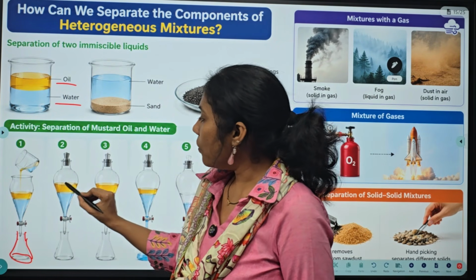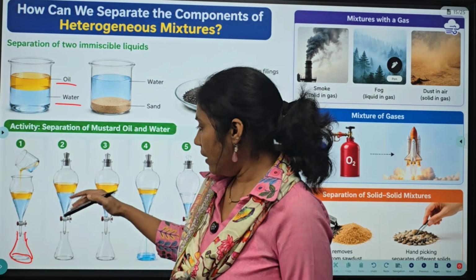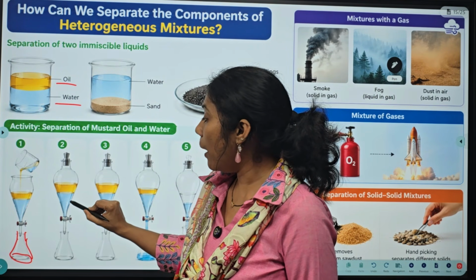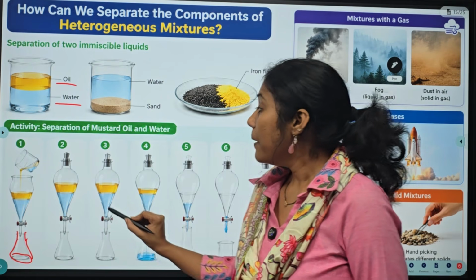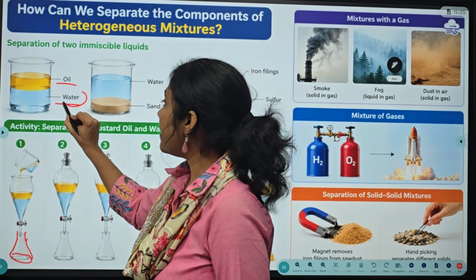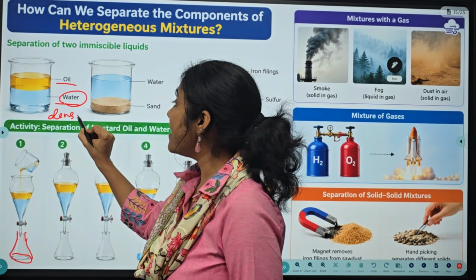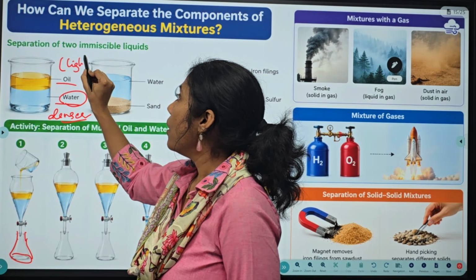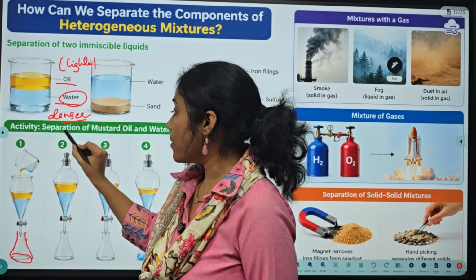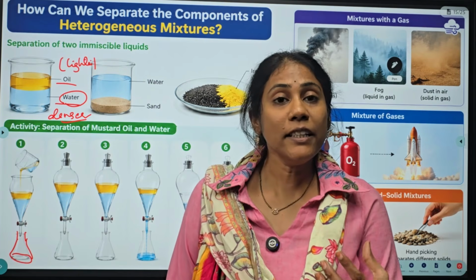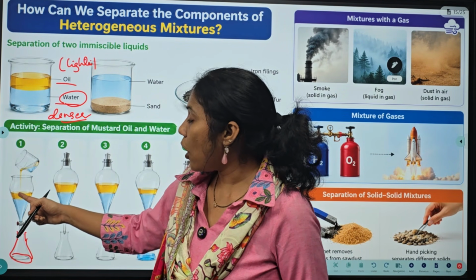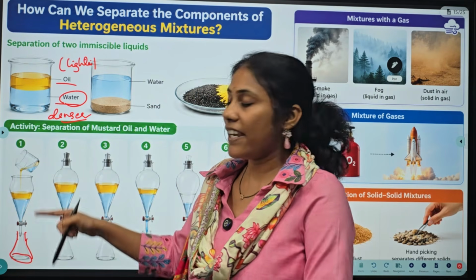Now when you allow it to settle, you will have an oil layer on top and a water layer at the bottom, because water is denser, isn't it? Water is denser, it is heavier than oil. Oil is lighter. So the component which is denser will go to the bottom and the component that is lighter will stay on the top.